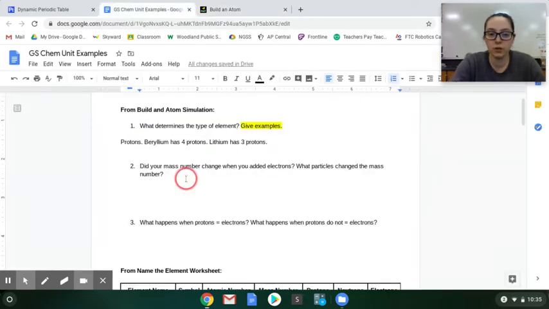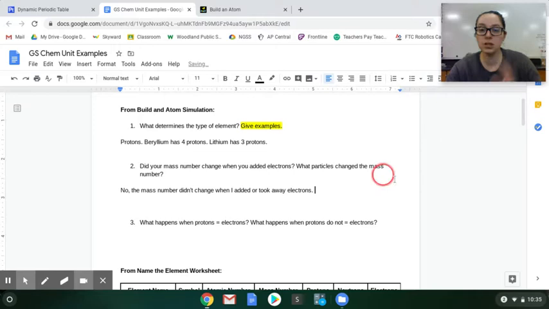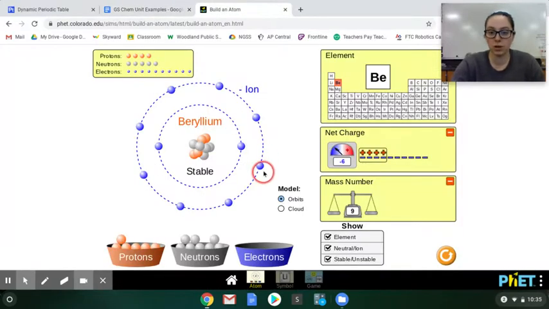So to answer the first part of the question, did your mass number change when you added electrons? I'm going to say no. The mass number didn't change when I added or took away electrons, because I tested both. Now the question here is, what particles change the mass number? Okay, so I tried electrons. That didn't really work.